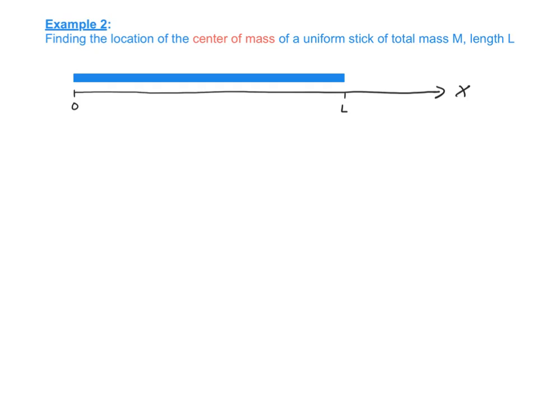In this next example, we're going to see how integrals arise when we try to find the location of the center of mass of an object. In this case, we're going to focus on a stick. Here's a stick, and we're going to assume that the length of the stick is L, and that the total mass of this stick is m. And so here I've just put down a coordinate system, so this end of the stick is at x equals 0, this end of the stick is at x equals L. And we want to find the so-called center of mass of this stick.